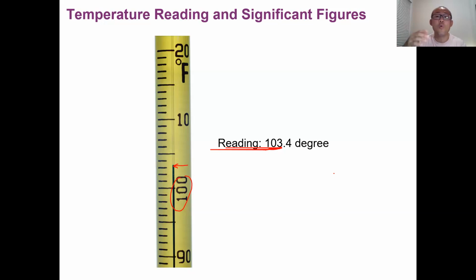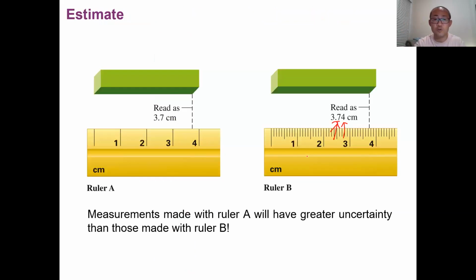It looks like the reading is slightly lower than half between 103 and 104. So we estimate 103.4. So the last digit 4 is what? It is the estimate. So again, when you make readings, you need to take a look: what is the smallest division? Then you always have to mentally divide that smallest division into 10ths. Here, the smallest division is 1, right? Between 3 and 4, the smallest division is 1. So you have to mentally divide that 1 into 10ths, then estimate to what?